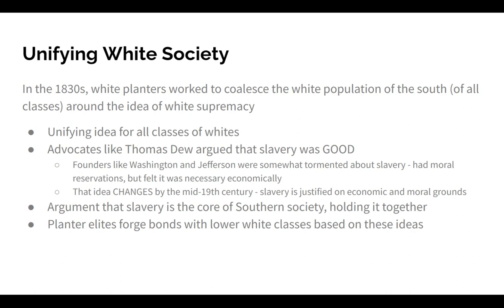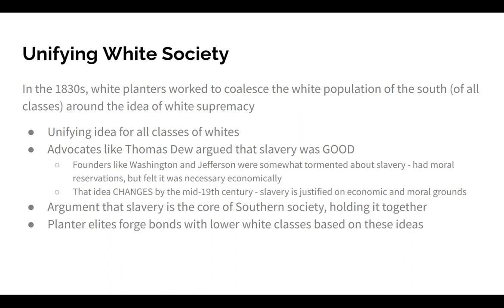The planter elites worked really hard to forge bonds with the lower white classes based on these ideas of white supremacy. So this helps to really unify them and prevents an undermining of the system of slavery from within Southern society. So instead of poor white Southerners saying, hey, this isn't fair, we're disadvantaged by the system of slavery, we want to get rid of it, you have poor white Southerners say, no, no, no, this is vital to the Southern way of life. That, if we have anything else, it'll be anarchy, and we need this because the white planters at the top are really caring for this institution; that enslaved people, were they to gain their freedom, wouldn't know what to do with it, and they would just need someone to care for them.